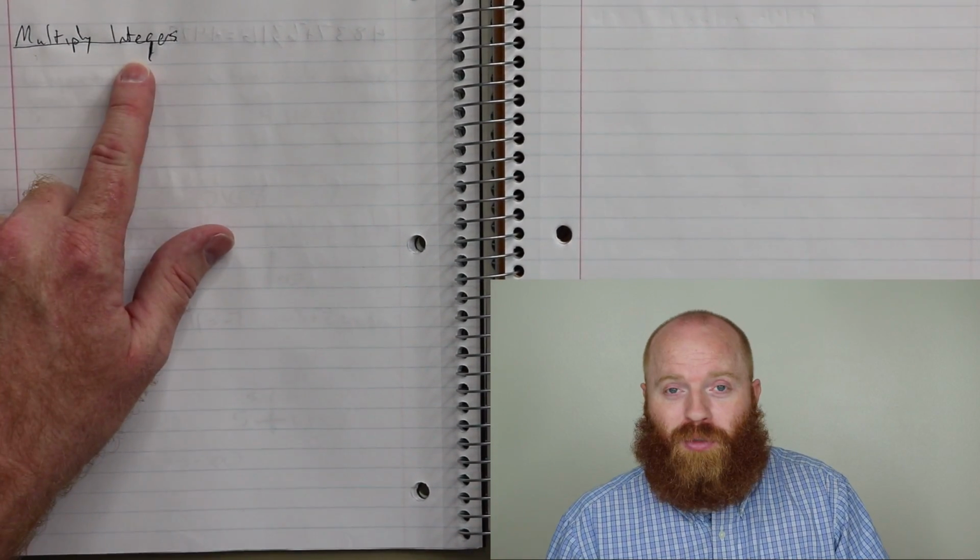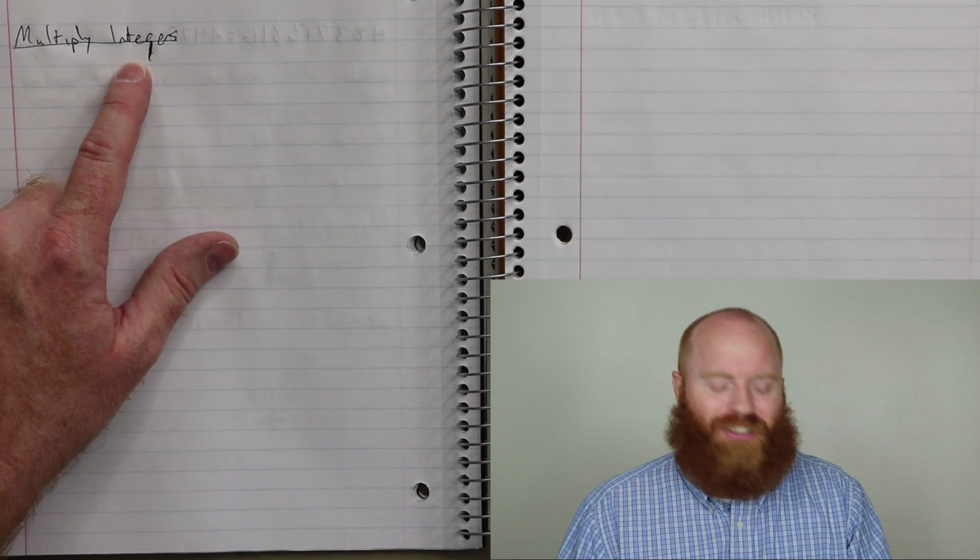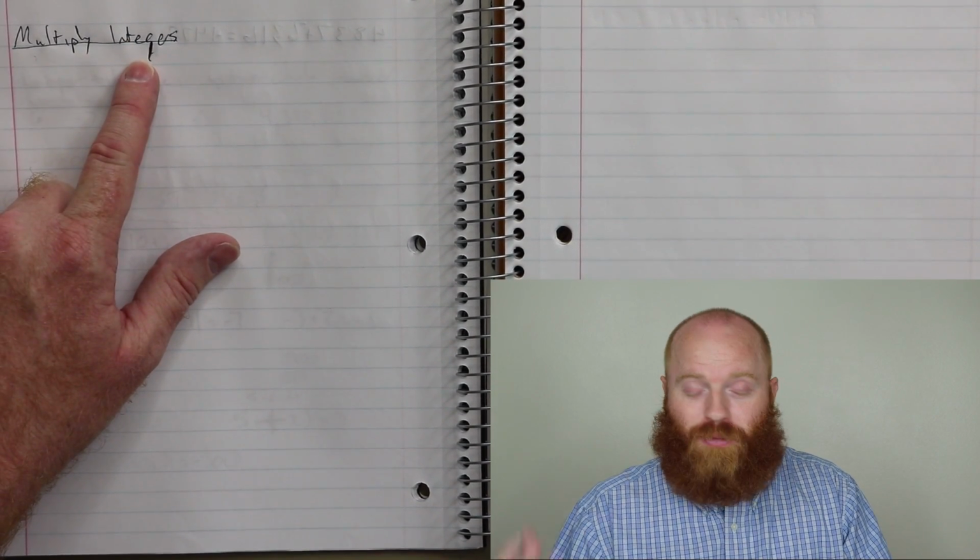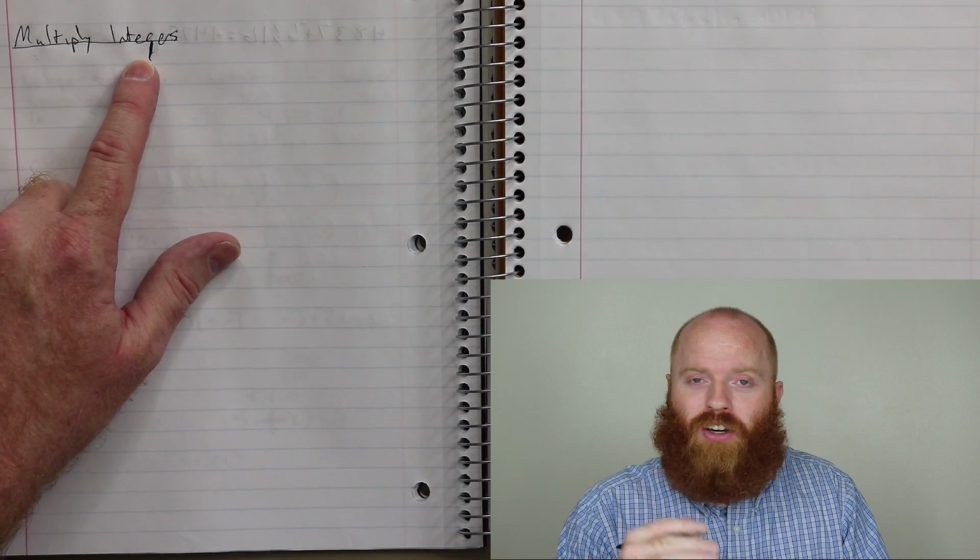Today we're going to learn about multiplying integers. Oh, gross. I hate that word. If you watch my other videos, you already know what an integer is, and if you don't, I'll tell you right now. An integer is a positive or negative whole number.